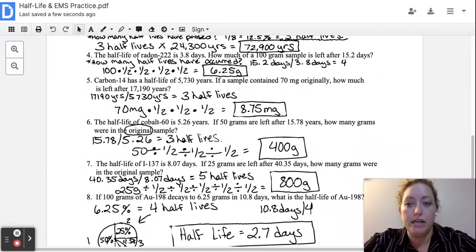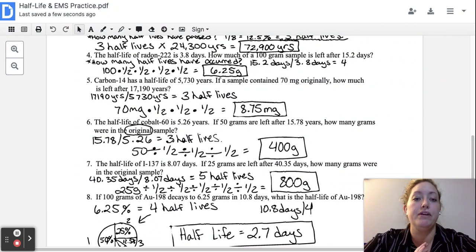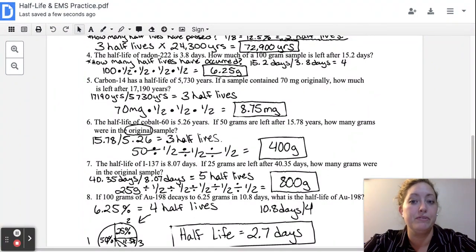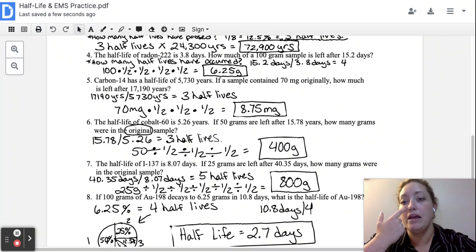Number 4, kind of the same idea. So you have the half-life of radon-222, it's 3.8 days. How much of a 100-gram sample is left after 15.2 days? So you have to figure out how many half-lives have actually passed in that time frame. So you know that 15.2 days has passed. 1 half-life is 3.8 days. So you're going to take 15.2 divided by 3.8. It's going to tell you that you have had 4 half-lives pass.